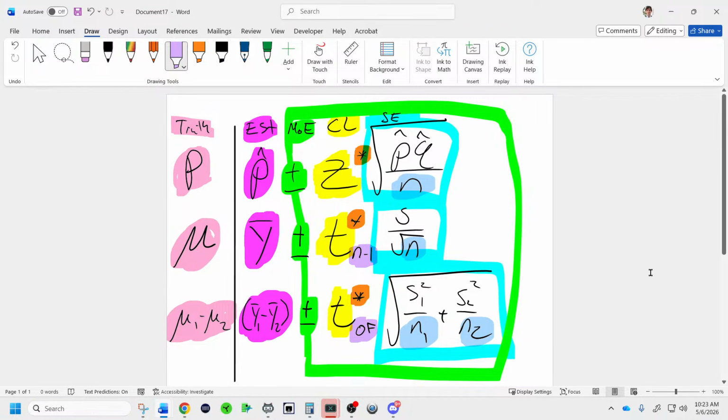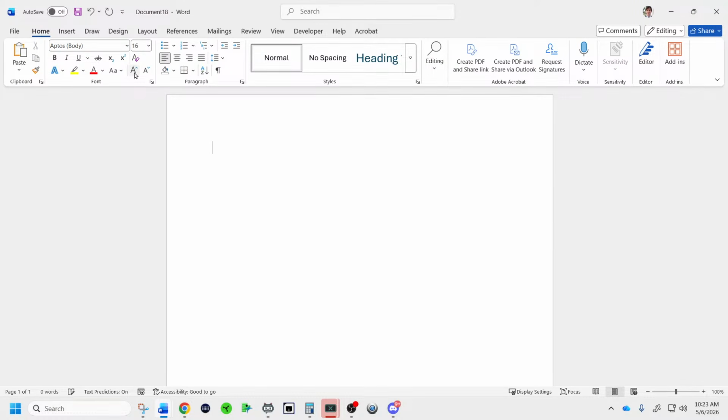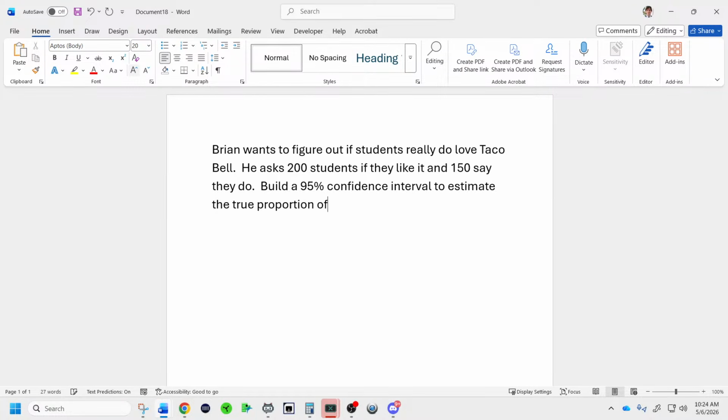Let's do an example question to end. Okay. So let's say, here's an example question to end. Brian wants to figure out if students really do love Taco Bell. They had Taco Bell yesterday. I should have got some. He asks 200 students if they like it, and 150 say they do. Build a 95% confidence interval to estimate the true proportion of students who love Taco Bell.